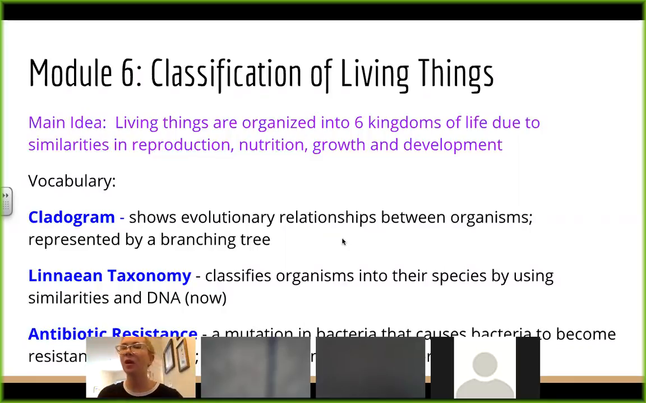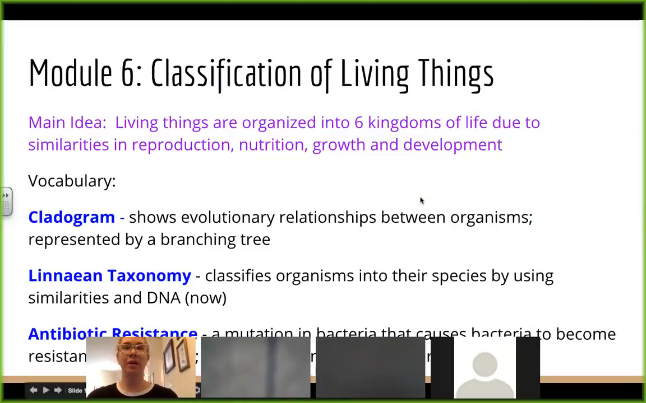Okay, I'm back. The cladograms are hard. I agree. So we're actually going to talk about them again right now.